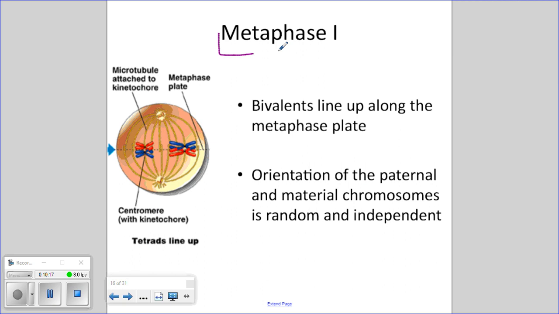From here, you go to metaphase 1. This is where the bivalents, or the tetrads, and we'll continue to refer to them as tetrads, line up along the metaphase plate. They'll line up along the center of the cell, and the orientation of the paternal and maternal chromosomes is going to be random and independent, meaning that you don't get all of the maternal chromosomes on one side and all of the paternal chromosomes on the other. How they orient themselves, or which pole they orient themselves to, is going to be random.